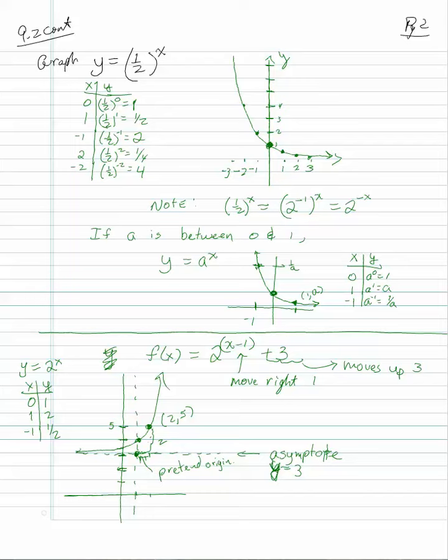Alright, so let's look at example 4. It says graph x equals 2 to the y. So this is the inverse of y equals 2 to the x. Remember from last section, we learned that if we switch the x and y, that's the inverse function, or the inverse relation, or correspondence.